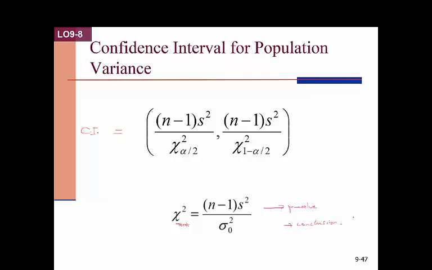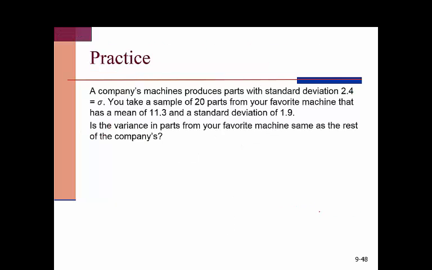Okay, so let's look at a practice question. A company's machines produce parts with standard deviation 2.4, which is sigma. Right? Sigma. You take a sample of 20 parts from your favorite machine. That has a mean of 11.3, so that's x bar, and a standard deviation of 1.9, so that's S, right? Sample standard deviation.